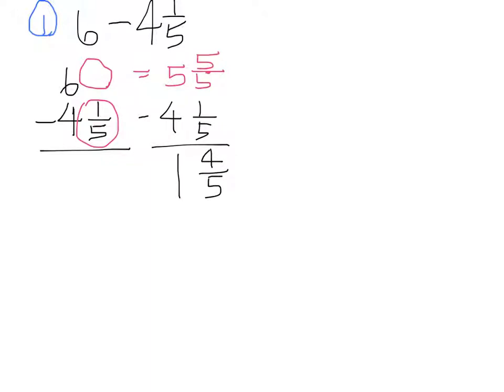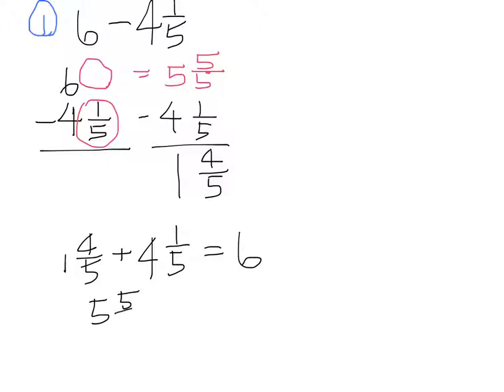I can check to see if my answer is correct by taking 1 4/5 and adding it to 4 1/5, and I should get what? 6. That should equal 6, right? 4/5 plus 1/5 is 5/5, and 4 plus 1 is 5, and 5 5/5 equals 6. Okay? It checks out. So this is my check. I know that my answer is correct. I know that 1 4/5 is the correct answer.